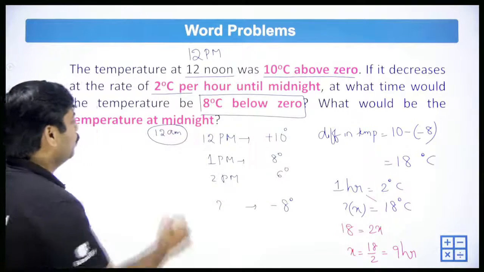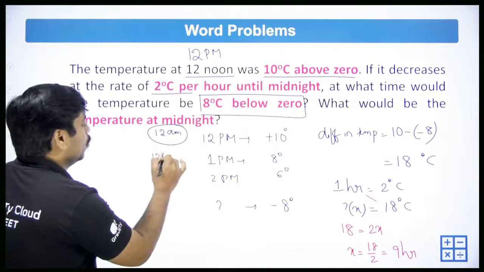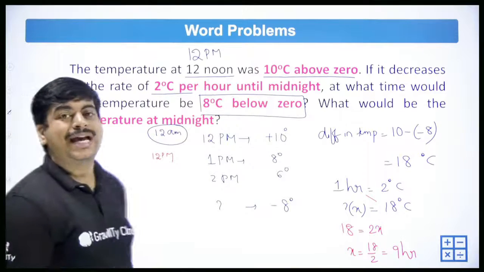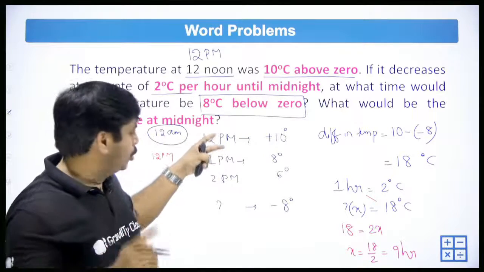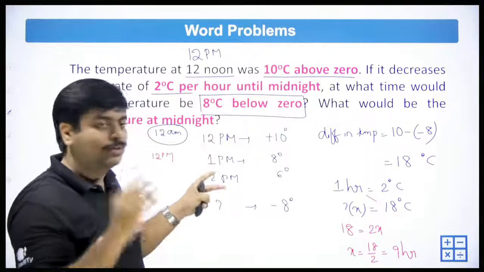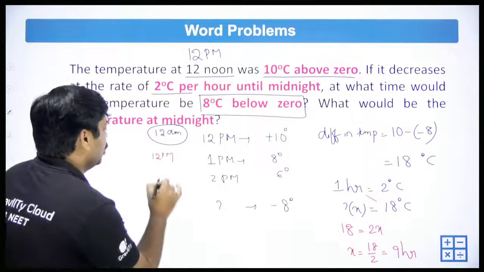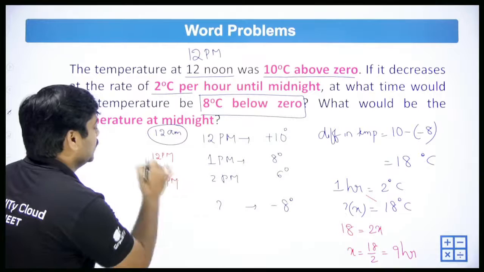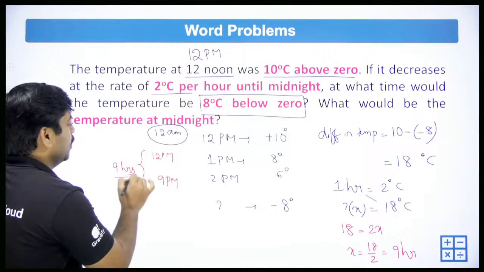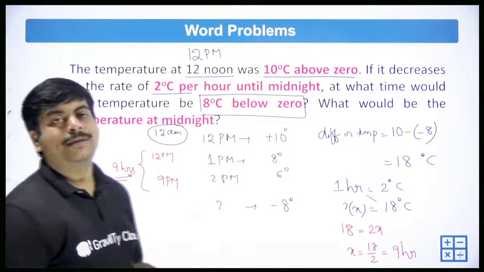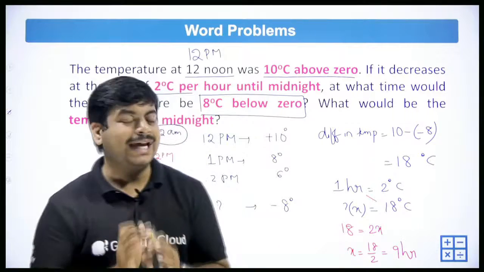So, starting from 12 p.m., if you go for 9 hours, where do you stand? From 12 p.m. to 1 p.m., 1 hour. To 2 p.m., 2 hours. To 3 p.m., 3 hours. That way, to 9 p.m., this is a total of 9 hours. From 12 p.m. to 9 p.m., it is a total of 9 hours.